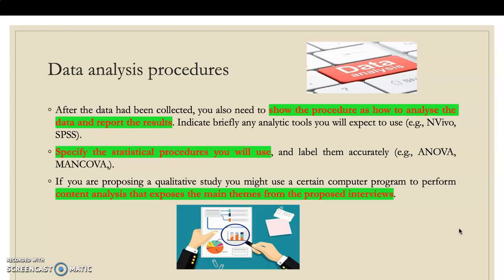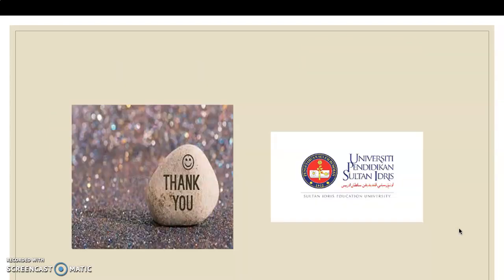All right. Okay, basically there are 3 chapters related to your proposal. Chapter 1, introduction, chapter 2, literature review, and chapter 3, methodology. So I hope this presentation has given you some idea on how to write your research proposal.